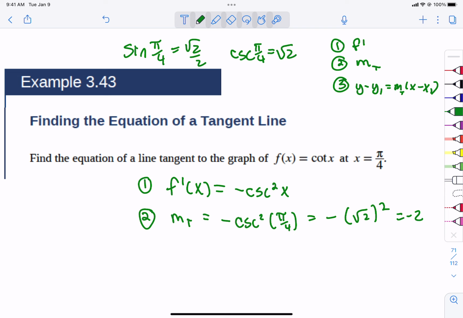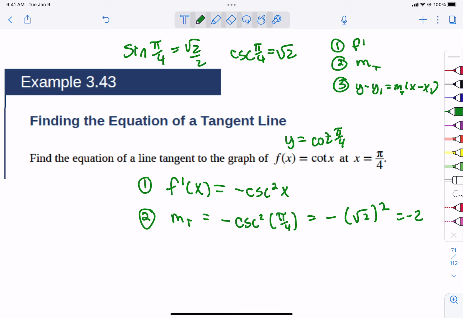Now, another fact that we need to know is we need a point. We need an x and a y. They gave us the x. We need the x and the y. So the y value is just going to be the cotangent of pi over 4.